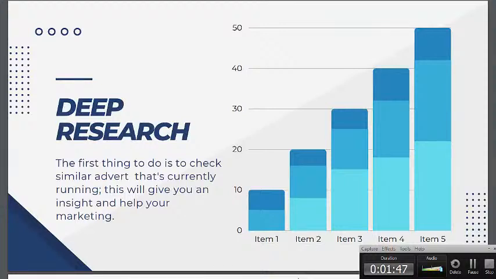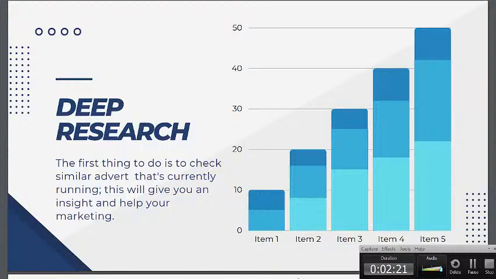Now, the first thing you want to do before you run an advert is what we call deep research. What do I mean by deep research? If you want to run an ad, you first have to check similar adverts that are currently running, different kinds of adverts related to the one you want to run. Let's assume you want to run an ad for an affiliate marketing product. The first thing you need to do is check somebody else that is running that ad. That is what we call deep research on ads.